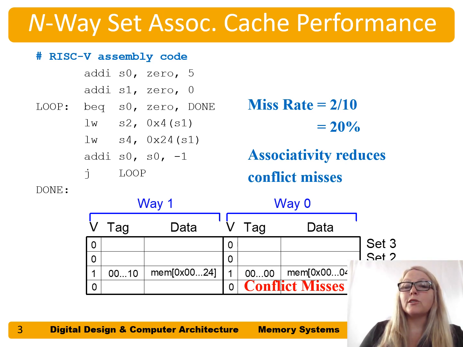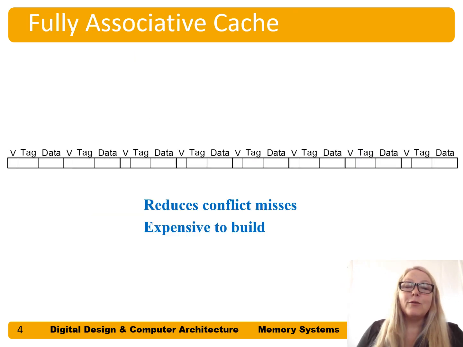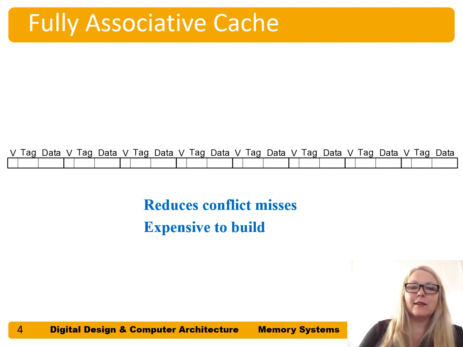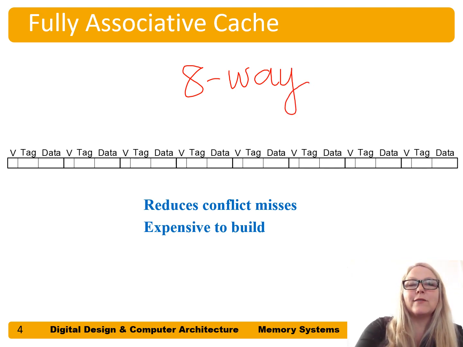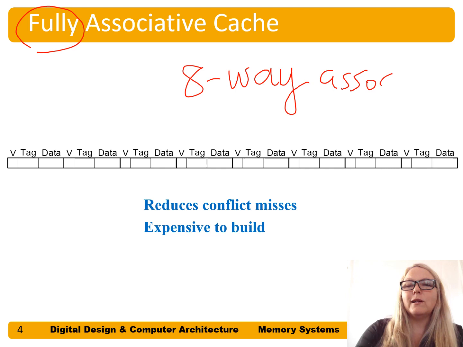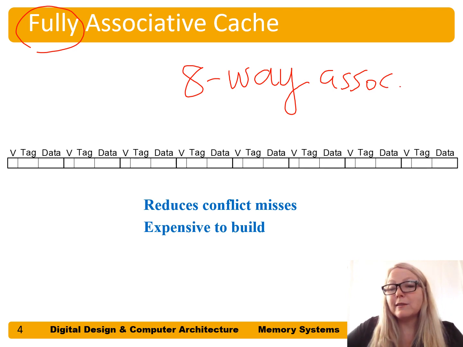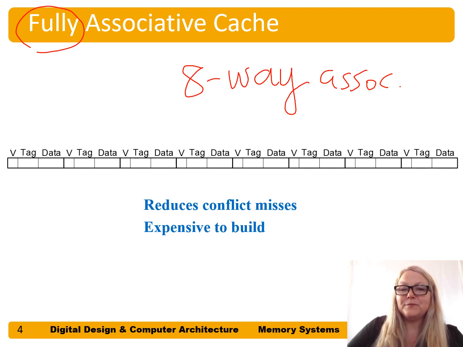So associativity reduces conflict misses, and here's the example of that. We can have fully associative caches. A fully associative cache has basically the number of blocks equal to the number of ways. So a fully associative cache means there's only a single set, so we don't use any set bits. For example, when we had our 8 blocks, this is now an 8-way fully associative cache. There's only a single set, in this case an 8-way associative cache. If we had 16 blocks to be fully associative, we would have to have a 16-way associative cache.